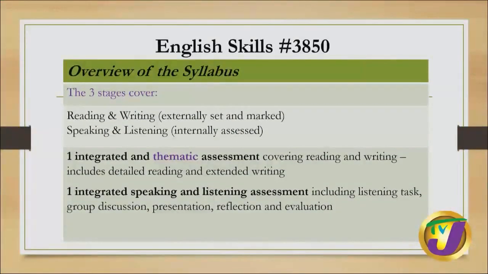Now, all 3 stages have these components. So we have the reading and writing that is externally set and marked. Your papers are set in the UK, they are sent to Jamaica, you sit your exams here, and the papers are sent back to the UK to be marked, and then your results and your certificates come from the UK back to you here in Jamaica. The speaking and listening units are assessed locally. So your teachers will do the assessment and your head of department will supervise the process.